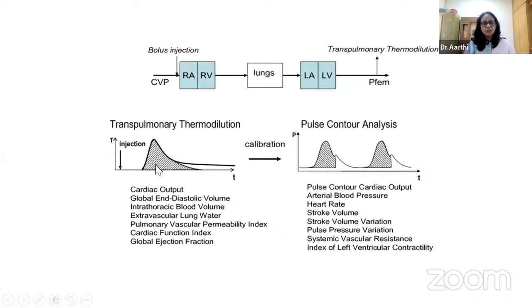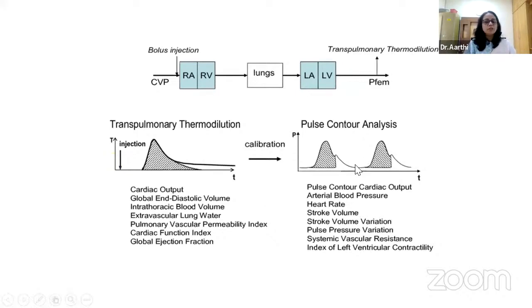The difference in the concentration is plotted against the curve, and the area under the curve helps us to derive the cardiac output and the global end diastolic volume, intrathoracic blood volume, extravascular lung volume, and other parameters like pulmonary vascular permeability index. So with all these parameters, one can assess whether we need to push in more fluids or give them a diuretic or add more inotropes or vasopressors.